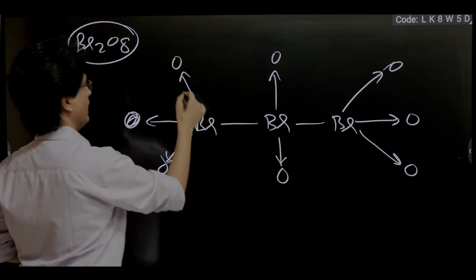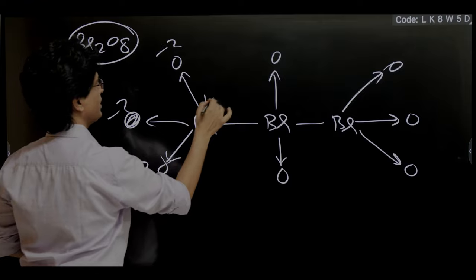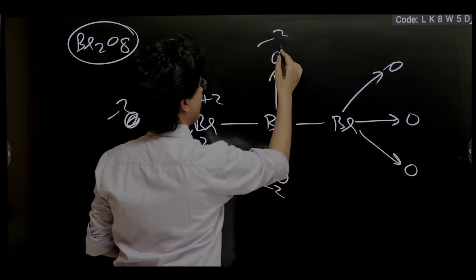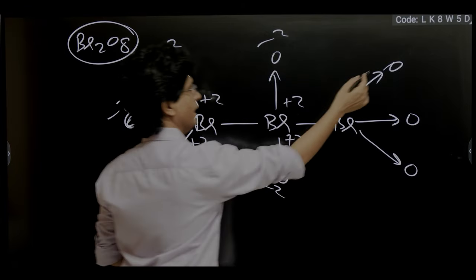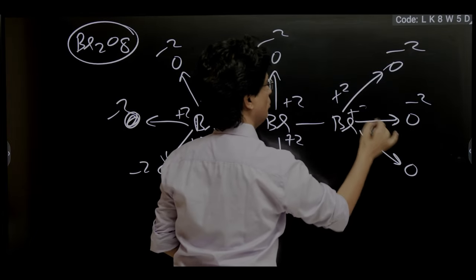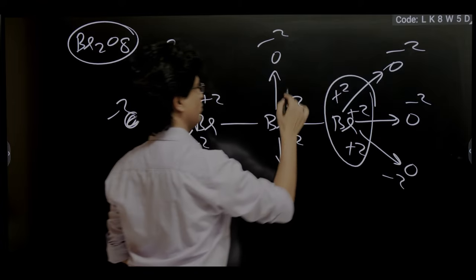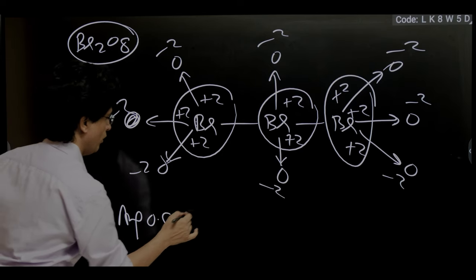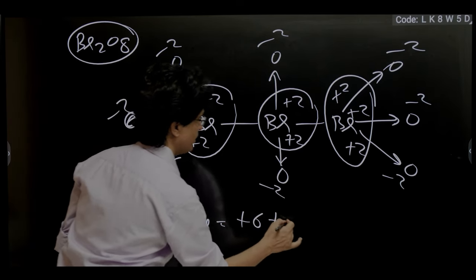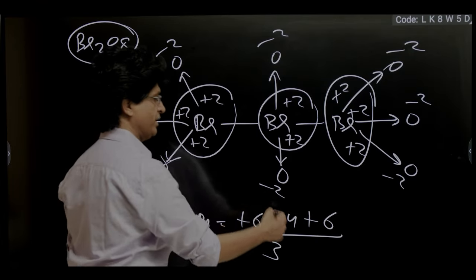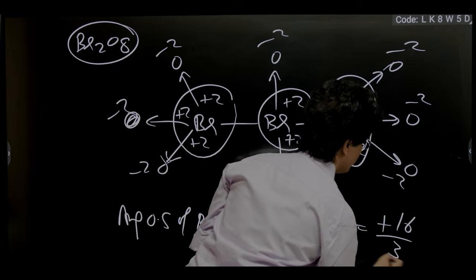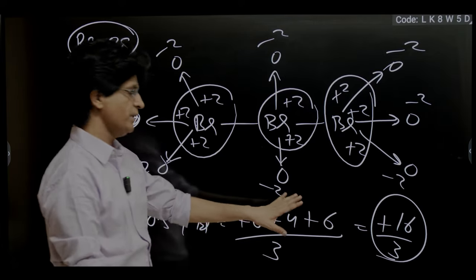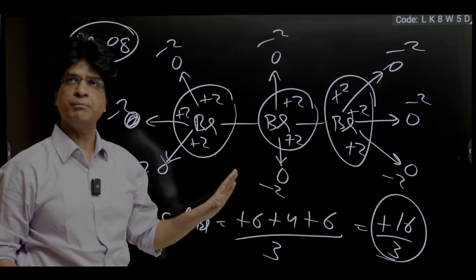So for this thing, it will be minus 2, minus 2, minus 2, and plus 2, plus 2, plus 2, and minus 2. All of them are dative bonds, right? So minus 2, plus 2, minus 2, and again plus 2, and so on, total becomes plus 6, plus 4 and plus 6. So the average oxidation state of bromine will be plus 6, plus 4 and plus 6 divided by 3, that is plus 16 by 3. So this is how you are going to handle the average oxidation number or average oxidation state. I hope that these examples will make it amply clear.